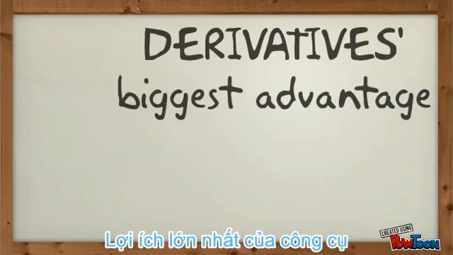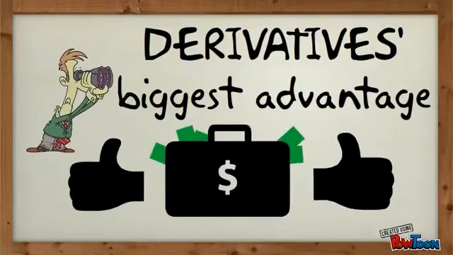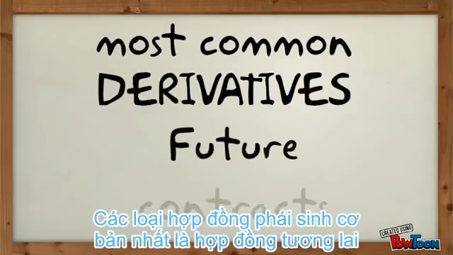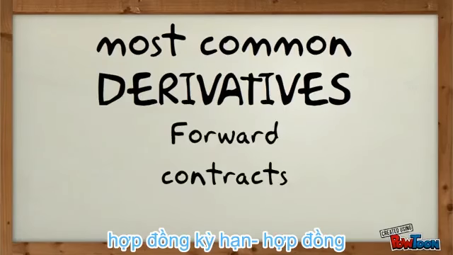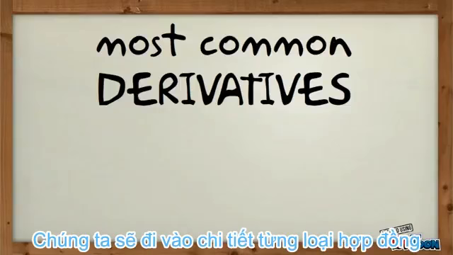The most important advantage of derivatives is they increase savings and investment in the long run. The most common types of derivatives are future contracts, forward contracts, options, and swaps. We will be explaining each one of them in detail.